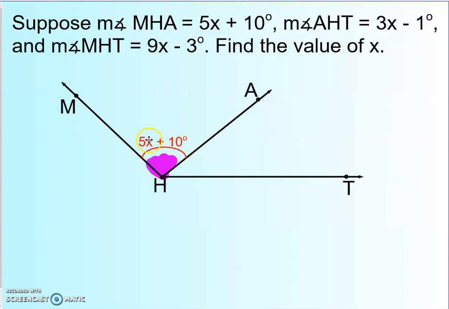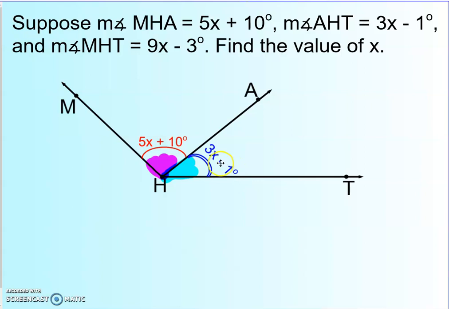Whatever x is, you put it in there, and that's how many degrees you have to rotate. And remember, we have arbitrarily assigned a full circular rotation to be 360 degrees. Similarly, I can say that rotating ray HA down here so it lands on ray HT, that is angle AHT. It is this blue rotation right here. And I know that that blue rotation is 3x minus 1 degrees.